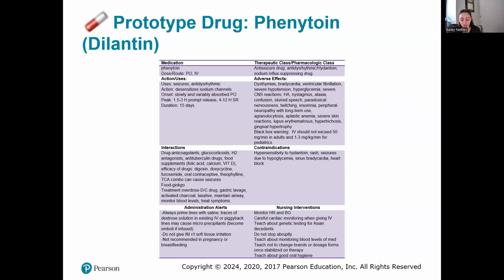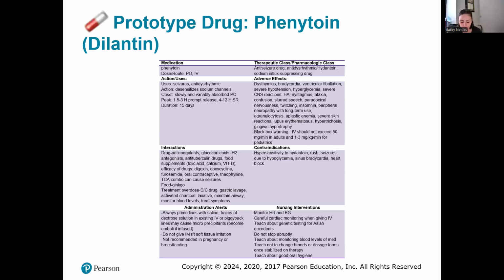Something that is not included on here is that you have to have monthly blood draws for this medication because of the risk of toxicity. Some of the toxicity is the CNS reactions right here: the ataxia, the blurred vision, nystagmus, the clumsiness. We talked about the ataxia, slurred speech, blurred vision. Those are the symptoms of toxicity, and that's when we have a problem. So this is one of those medications where you have to monitor blood levels before you give the medication.